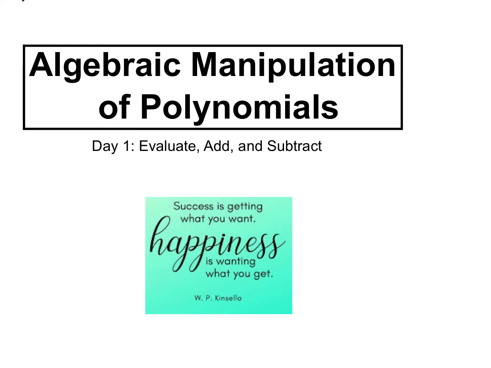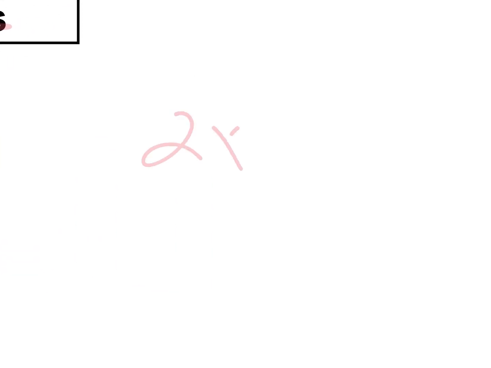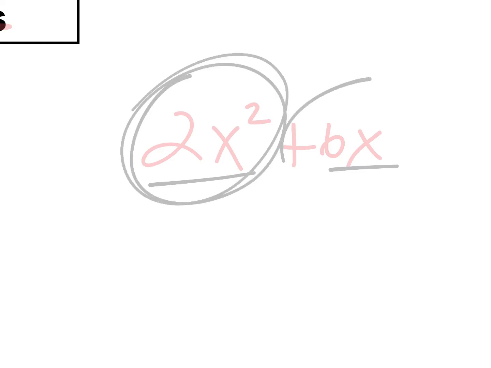All right, so it's a new unit, and it is called polynomials. What in the heck is a polynomial? Well, I can tell you what a nomial is. It's a term. So if I say like 2x squared plus 6x, that's called a binomial. It's got two terms separated by the plus. You got this term, you got that term. That make sense to you?